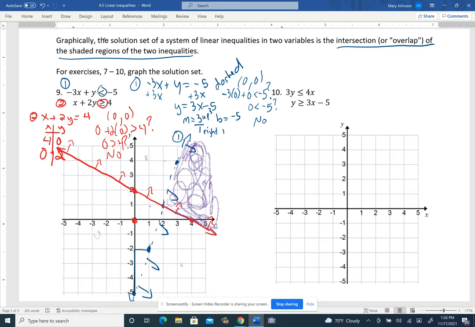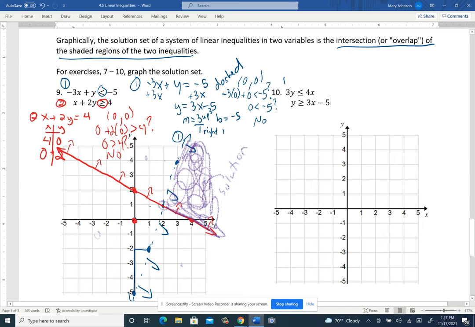The points on the red line would work in both because it's solid. The points on the blue would not work, and that point of intersection would not work. But this would be the solution right here. The solution set would be all the points in that purple region. Okay? All right, let me try number 10.